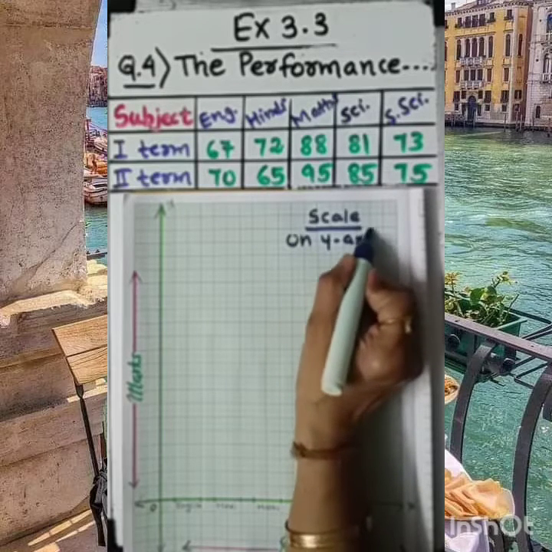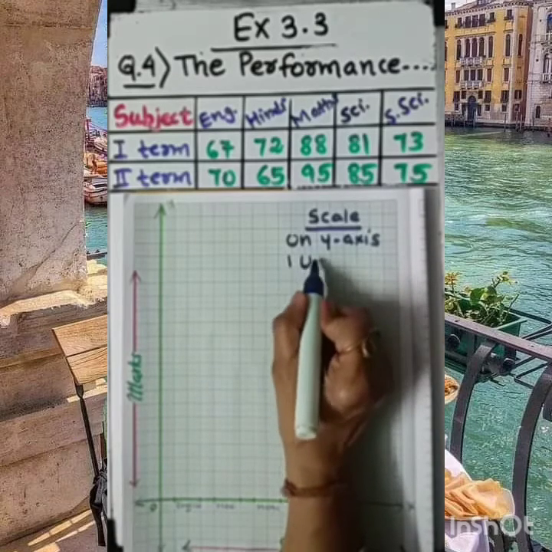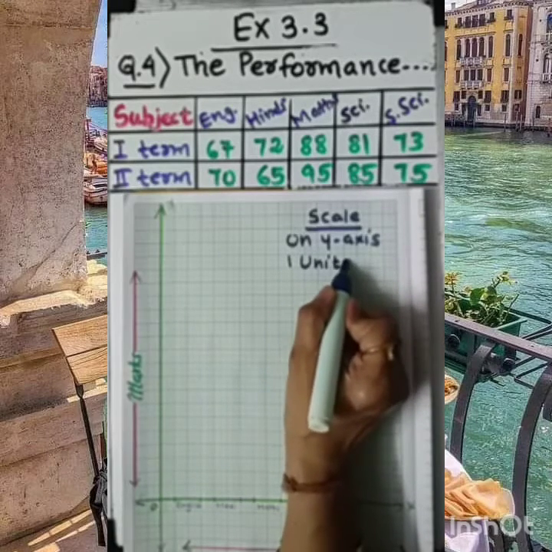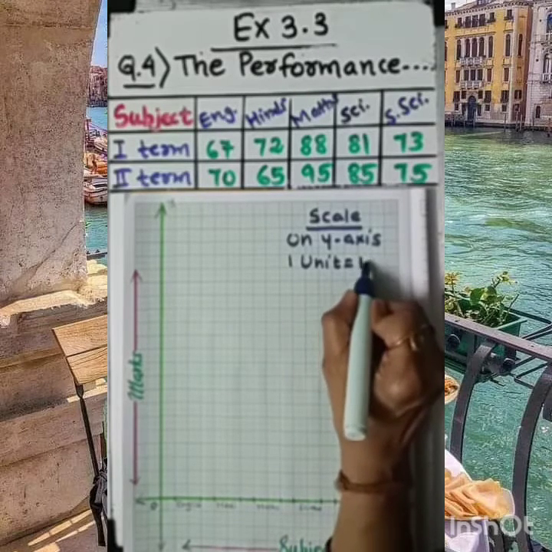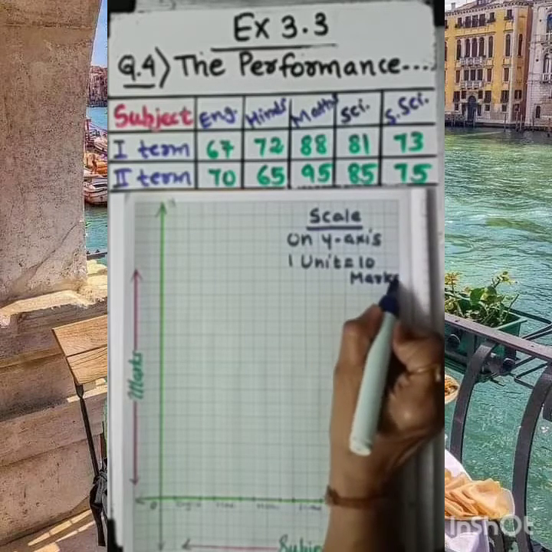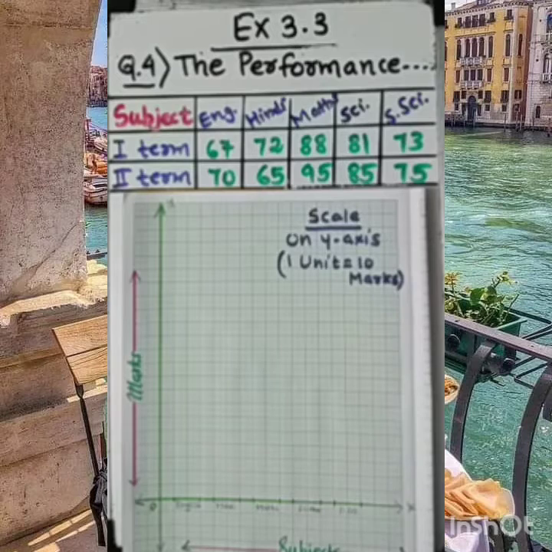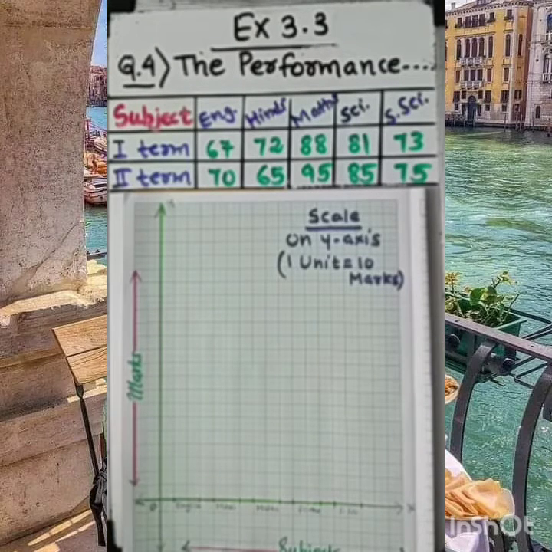So dear student, I need to mention on the y-axis 1 unit, or 1 centimeter also you can mention, equal to 10 marks. What is the reason I am clarifying this? Because if we choose 5 marks, then it will exceed. We would need a total of 20 columns to reach 100. So I am choosing here 10 marks.